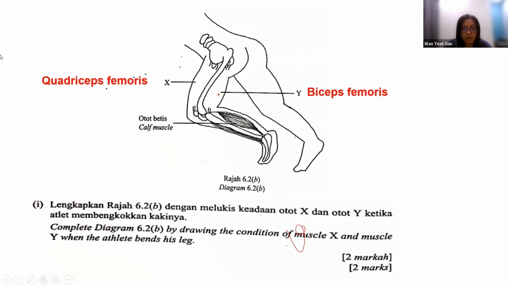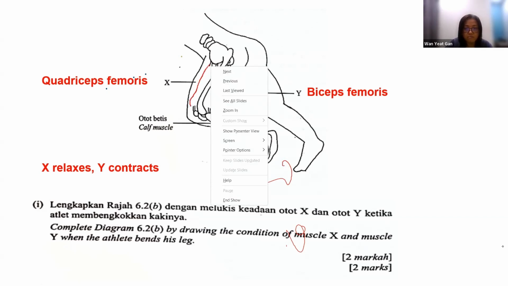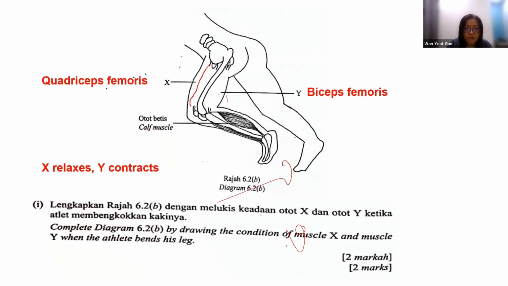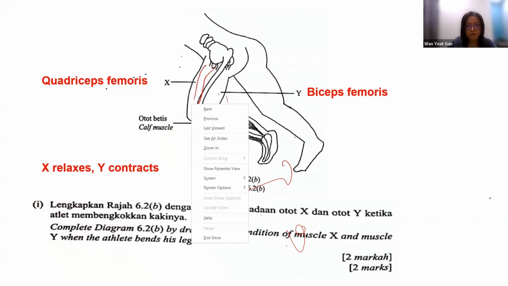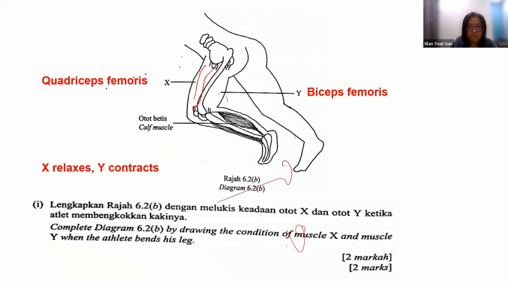Okay, so biceps femoris and quadriceps femoris, right? So we want to see how to draw. Now, for X to relax, you need to draw the muscle a little bit long. Okay, I'll try my best here to draw. So it's attached to the tendon. Draw it long.